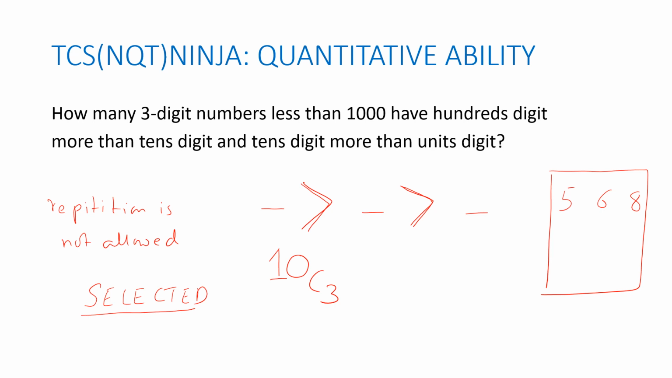But that's not our concern. Believe me, that's not our concern. The reason is there is only one way with any given numbers where hundreds digit is going to be more than tens and tens is going to be more than units. So once you select, there is only one way which is going to be taking care of the condition. So we are not bothered about their arrangement. So my answer is 10C3 into 1, which can simply be written as 10C3.